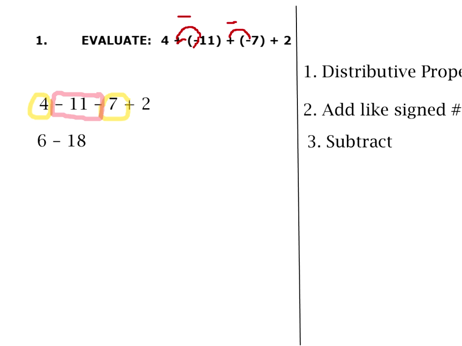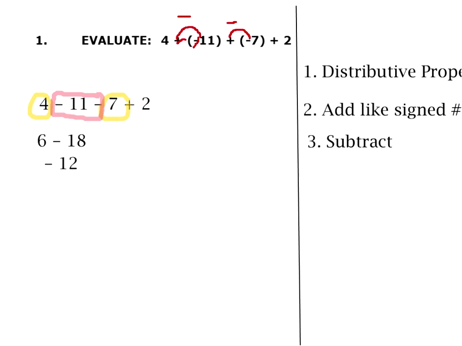That's right, it is going to be a negative, and then we subtract 18 minus 6, and we get a negative 12. Okay, so let's review our steps. Our first step is get rid of those parentheses with the distributive property, rewrite the problem, add like signs, subtract, and determine the sign of our answer.